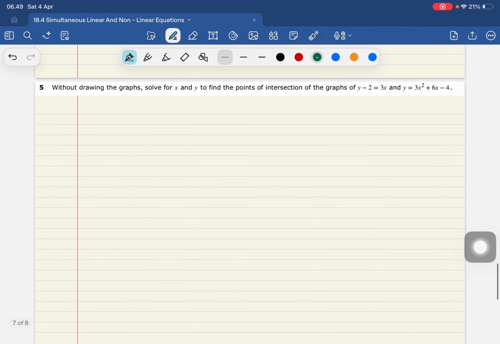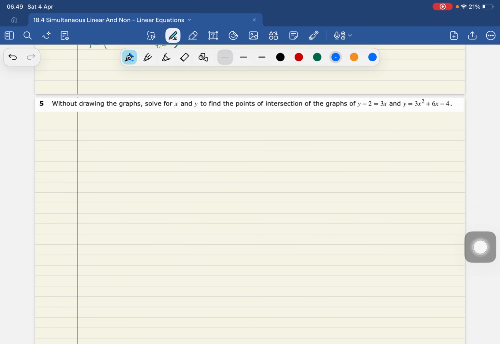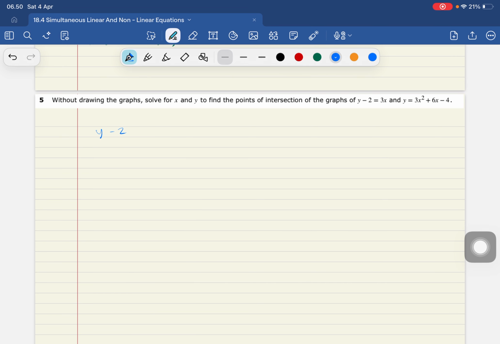Okay, number 5. So without drawing, something like number 4 that we did. So we got y minus 2 equal to 3x. Another one is y equal to 3x squared plus 6x minus 4. Okay, let's rearrange it. y equal to 3x plus 2. Okay, we can make it y equal to y. So 3x squared plus 6x minus 4 equal to 3x plus 2.